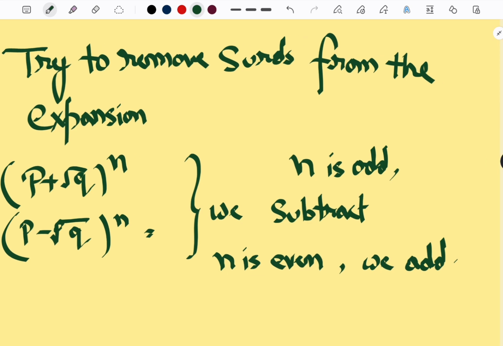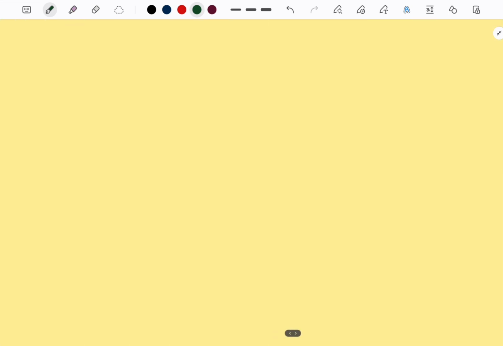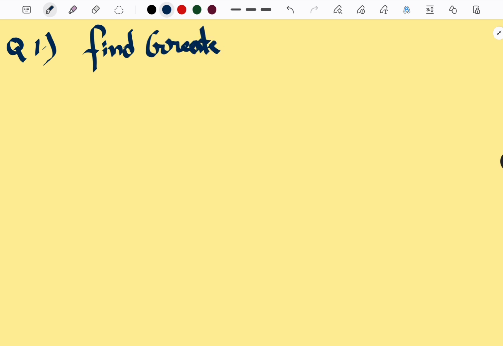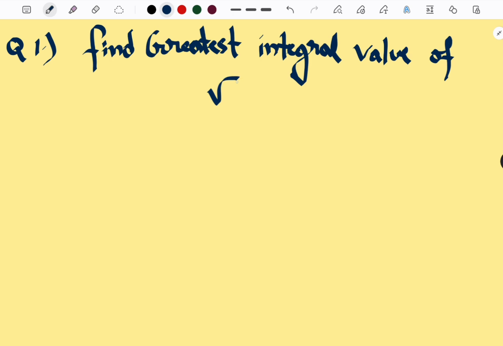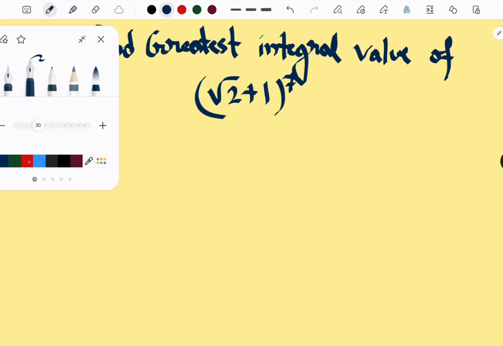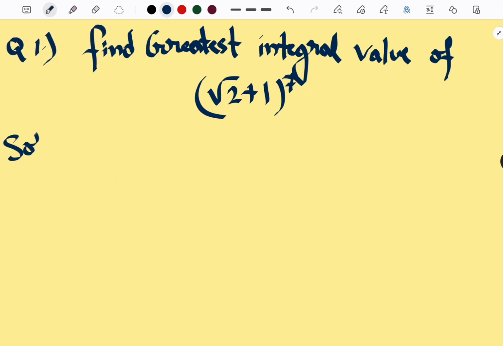Now, let's see how we proceed. For example, question 1 says: find the greatest integral value of (√2 + 1)^7. Now see, this question is of the same type, so let's see how we are going to proceed.